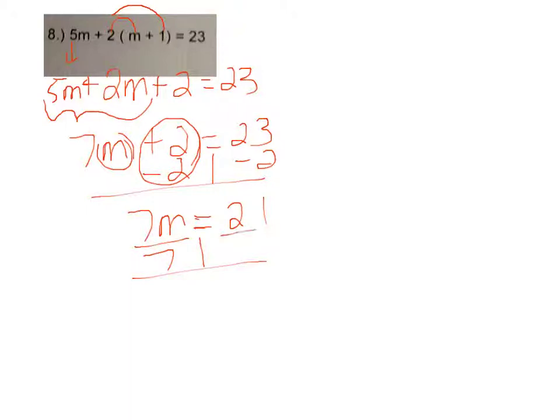The opposite of that is divide by 7, which you do one side, you got to do the other to keep it balanced. On the left, 7 divided by 7 is 1. Leaves us with 1m on the left side. On the right, we have 21 divided by 7, which gives us 3.